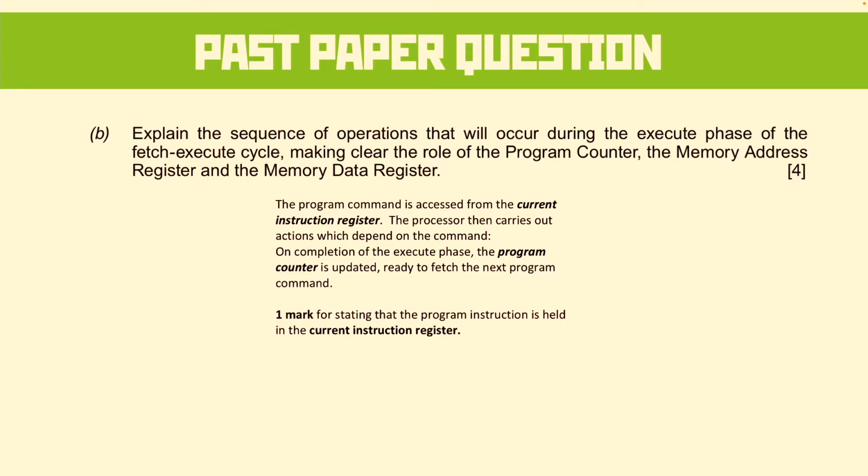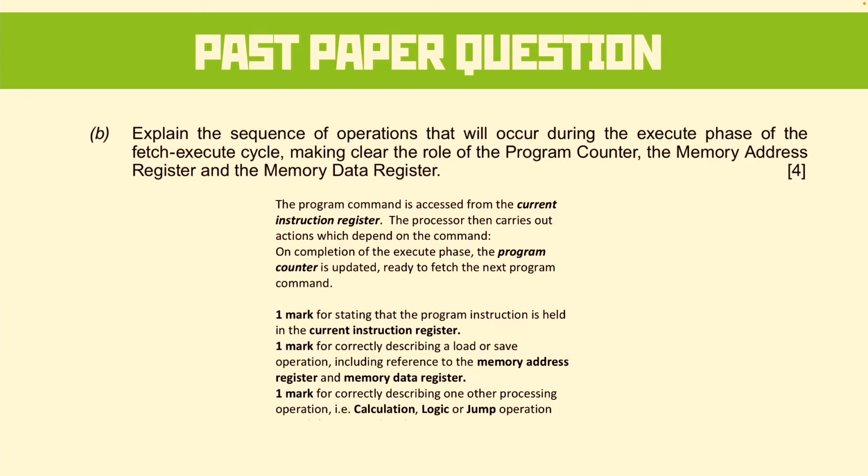1 mark for stating the program instruction is held in the current instruction register. That should be the world's easiest mark. 1 mark for correctly describing a load or save operation, making sure to reference the memory address register and the memory data register. And 1 mark for correctly describing one other processing operation, like calculation, logic, or jump operations. Calculation is arithmetic, logic is ands and ors and nots, and jump is actually moving the program counter. In other words, moving which line of code we're going to go to next. 1 mark as well for stating the program counter is incremented at the end of the execute phase.